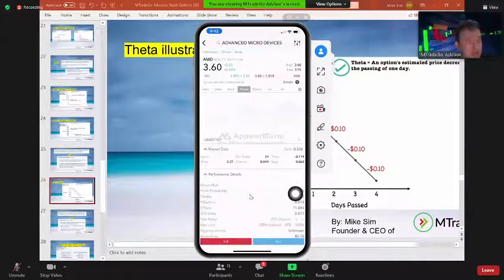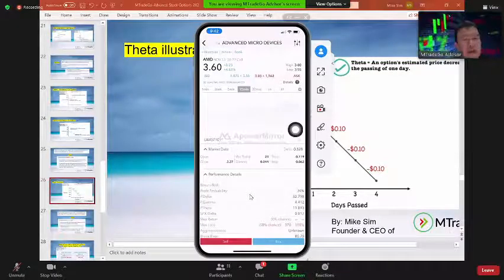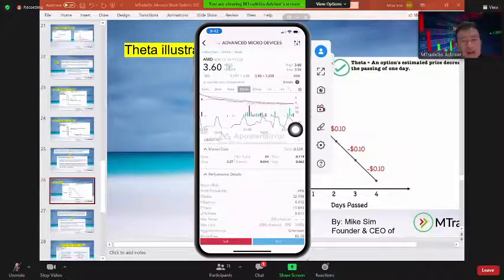Okay, guys, you look at the AMD option three weeks from now again, November 20th, the 77 call. We look at theta because we are studying theta now. It's negative. Theta is always negative because every day that passes, this value will be gone, gone, gone.